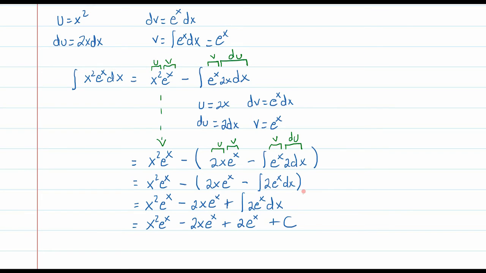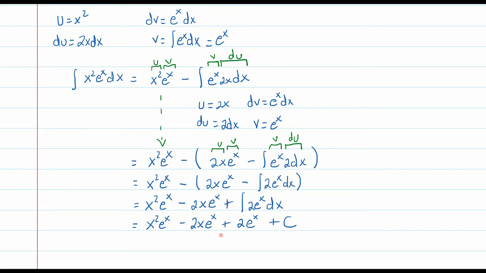Now to get from this line to this line, what I did was I first expanded this negative sign into the bracket. So we get x squared e to the x minus 2x e to the x plus the integral of 2e to the x dx. And that's positive because this negative times this negative.